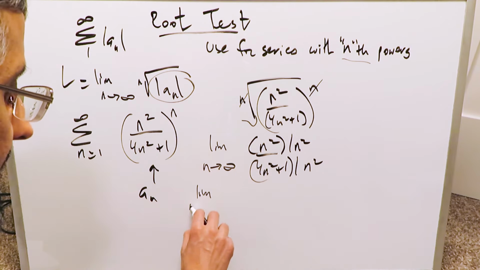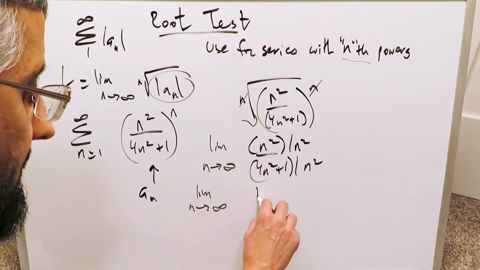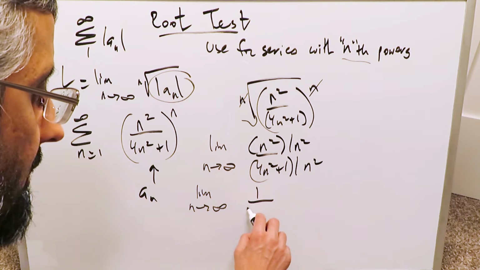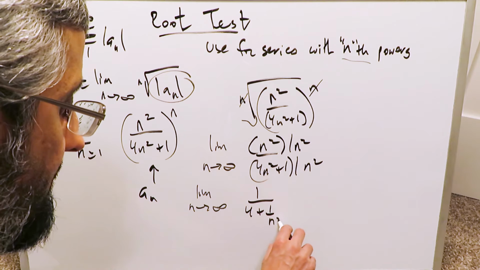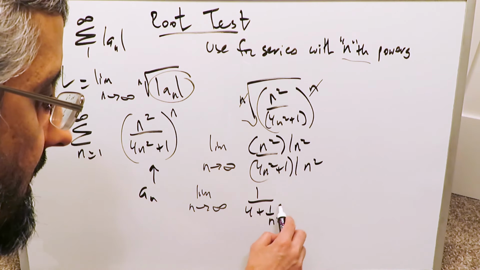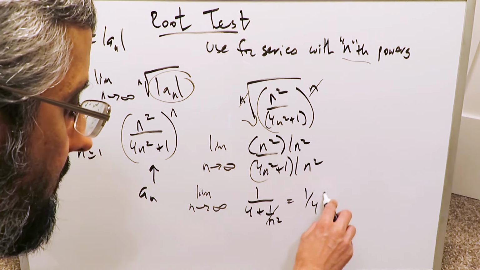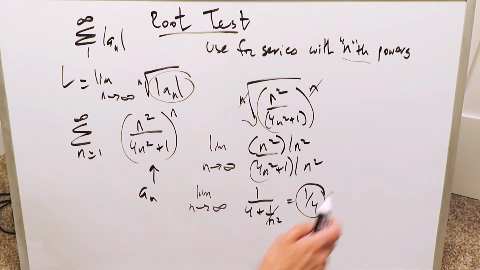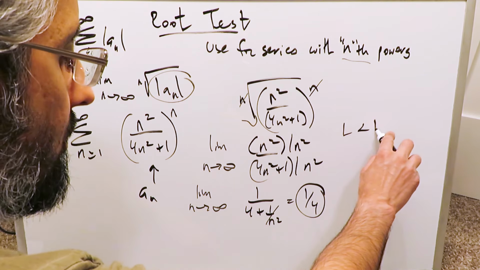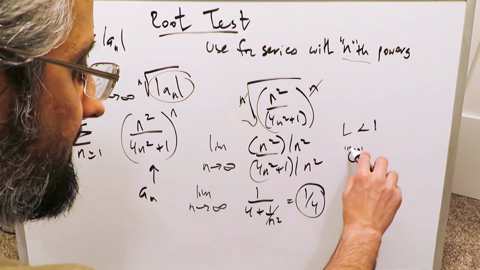When you do that, you have the limit as n approaches infinity. You end up seeing a 1 in the numerator. Here in the denominator, you get a 4 plus 1 over n squared, since you're dividing that by n squared. This zeroes out. You end up seeing just 1 over 4. Your L value here is 1 over 4. L is less than 1. Therefore, you're looking at a series which is convergent.